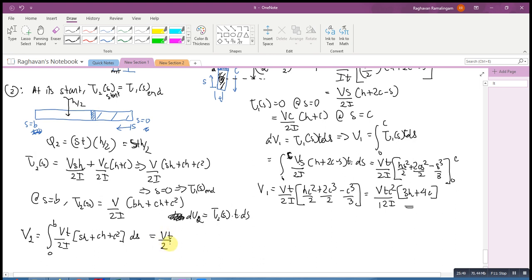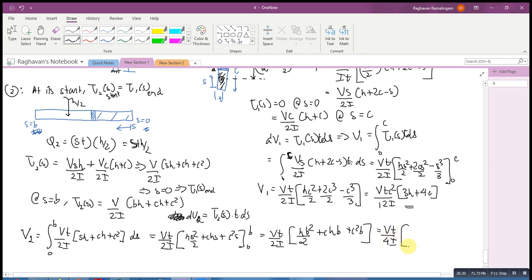Simplifying this, I get Vt by 2I into [h s squared by 2 plus chs plus c squared s] from 0 to b, or Vt by 2I into (hb squared by 2 plus chb plus c squared b). Or more simply, Vt by 4I into (hb squared plus 2chb plus 2c squared b).